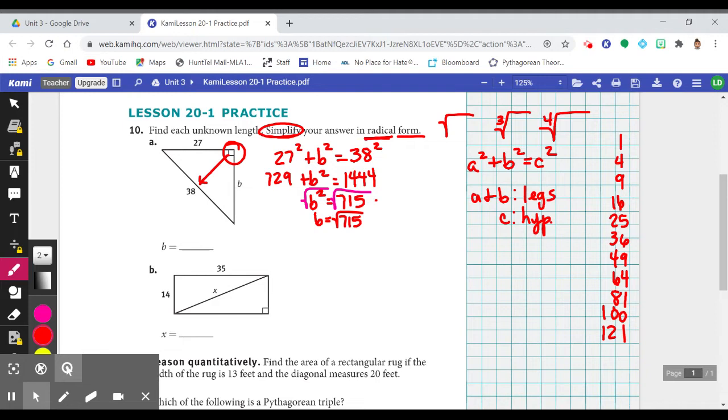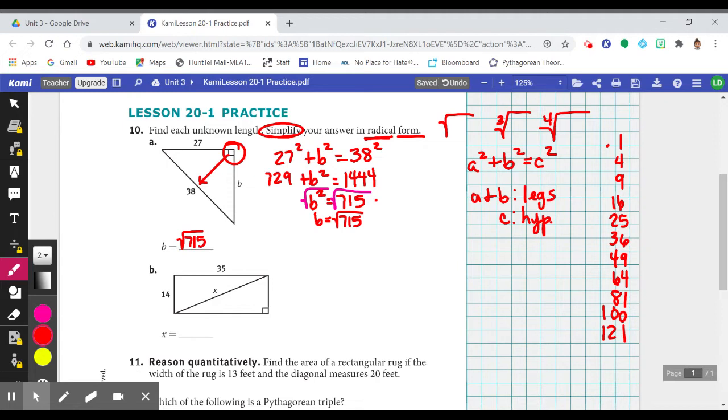So did any of these perfect squares divide into 715 evenly? The only one that did was 1, and that's because 1 is a factor of all numbers. So this is actually the simplest radical form for B, square root of 715. As you get further along into mathematics, we're going to have to get more comfortable with the fact that that is an actual number in mathematics.